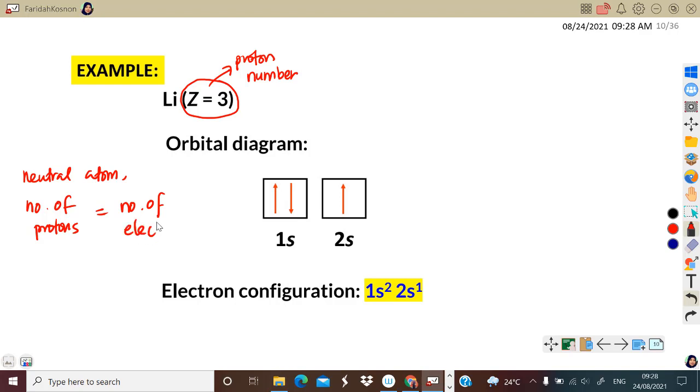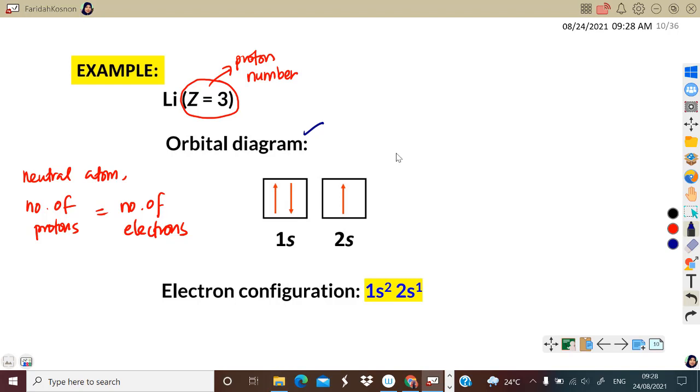Ini asas kita dah belajar dari sekolah menengah. So, since sekarang ni lithium is a neutral atom, saya tunjukkan dua cara. Mungkin dalam nota tu awak dah nampak, cuma you tak tahu macam mana nak buat. How to write the electronic configuration by using orbital diagram. So, saya pergi orbital diagram dulu.